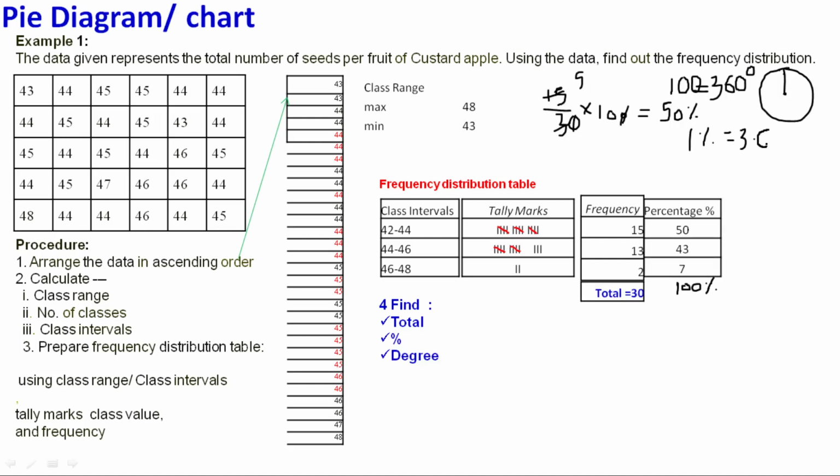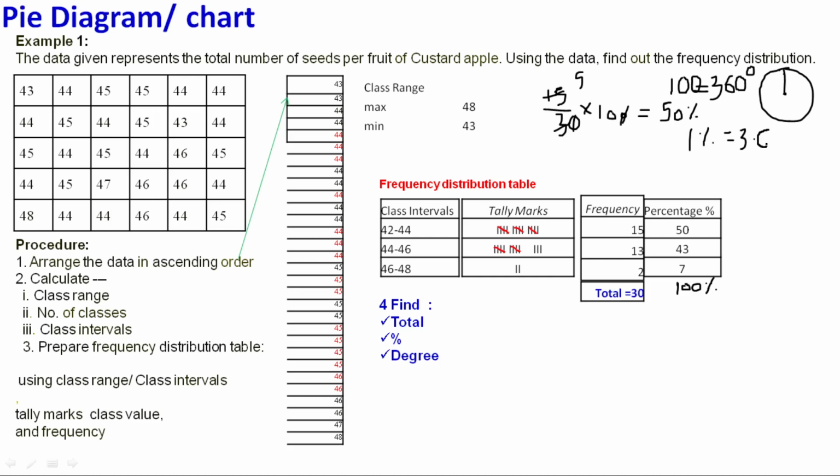Otherwise, there is another simple formula to determine the degree. To determine the degree, first we know the percentage, 50%. After that, the angle of the circle is 360, and then you divide by 100. So in that way also you can go ahead with it. Ultimately I have tried to make it very simple. Sorry, it is 360 upon 100 here.